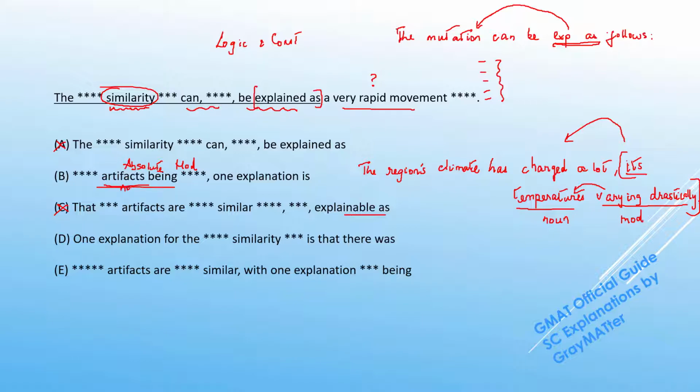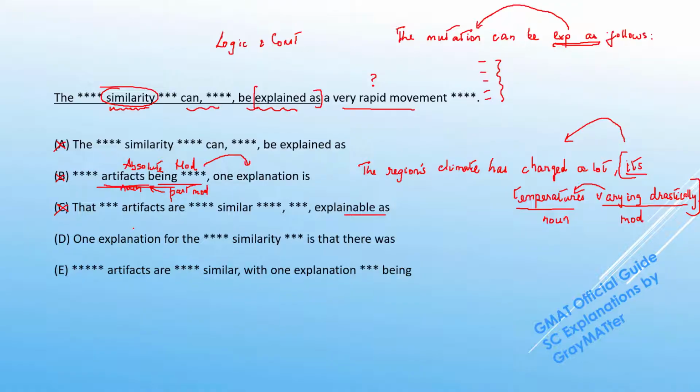So what we can notice here is a very similar construction. We have this artifacts, which is a noun, and this being, which is again a participle modifier for the artifacts. So that's an absolute modifier. But we can notice that this is not acting as a modifier for this particular clause, because it does not modify the meaning in any way. Because the clause is, one explanation is a very rapid movement. So how can Thule artifacts being similar be a modifier for this particular clause? So this goes off because of that logical problem.